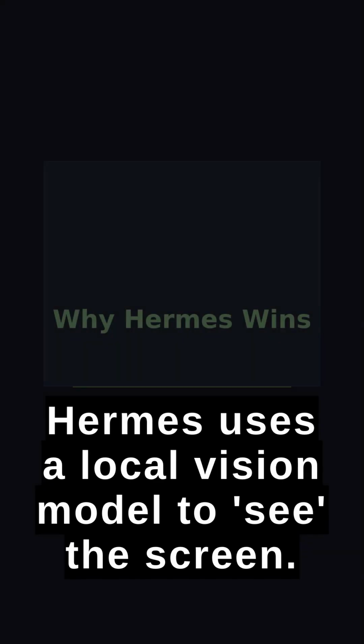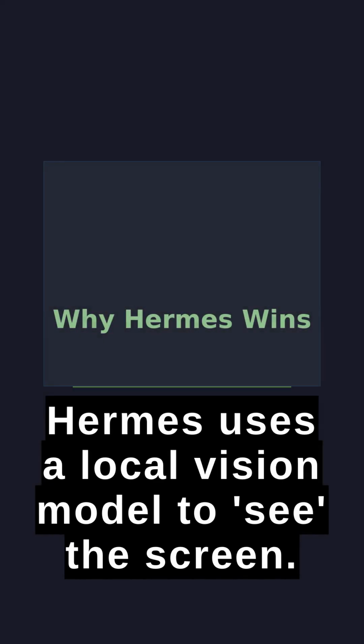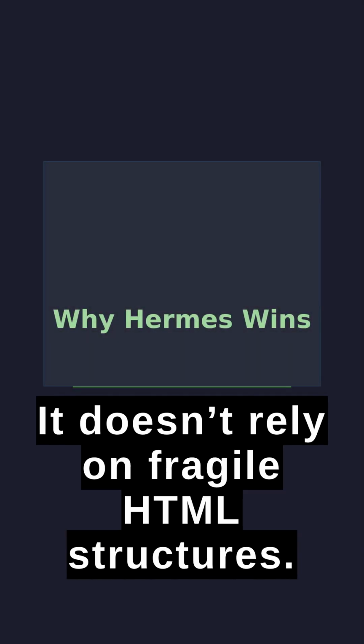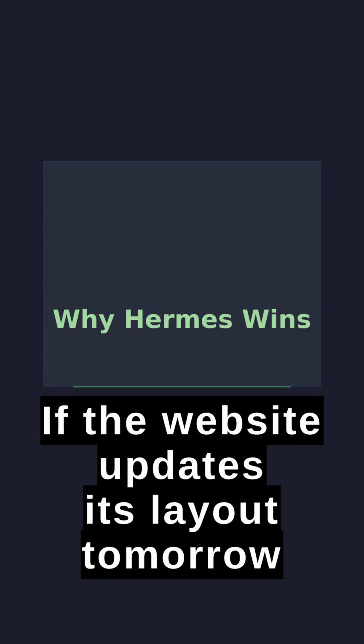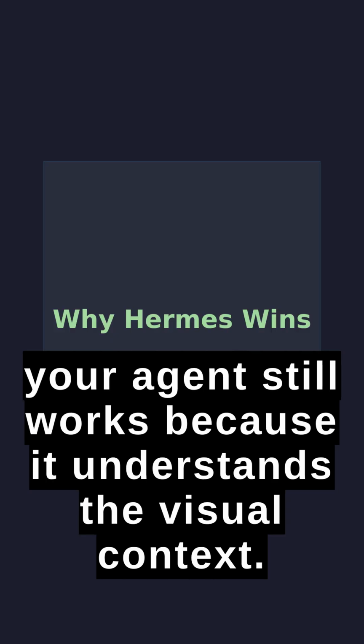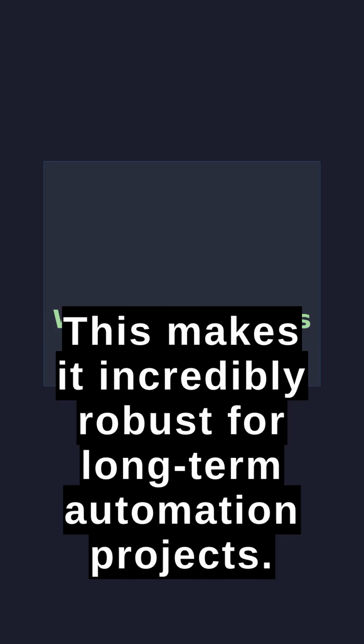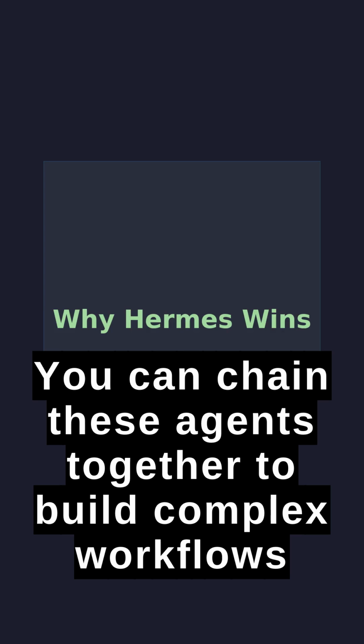Here's the secret sauce. Hermes uses a local vision model to see the screen. It doesn't rely on fragile HTML structures. If the website updates its layout tomorrow, your agent still works because it understands the visual context. This makes it incredibly robust for long-term automation projects.